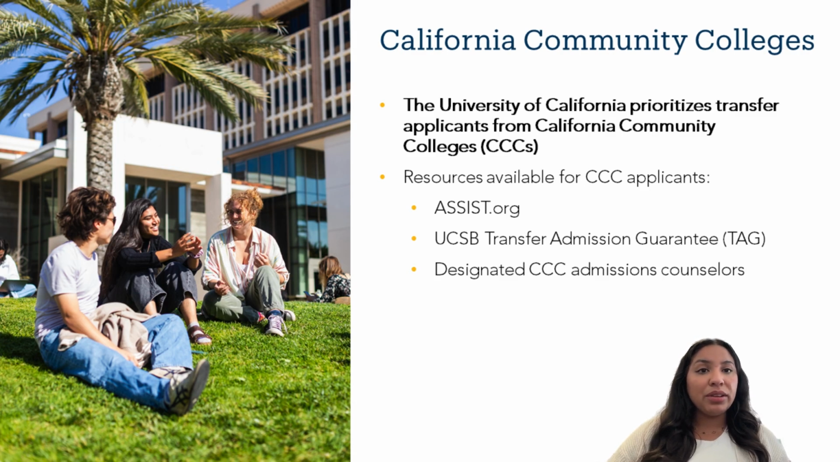The University of California is happy to support students coming from California community colleges. Students from California community colleges have access to assist.org, where you're able to see all of the transferable coursework from your community college to UC campuses, as well as view your selective major requirements. California community college students are also able to access the transfer admission guarantee and have a guaranteed pathway to a UC education. Students also have access to designated California community college admissions counselors, so you're able to contact every specific admissions office with your questions.